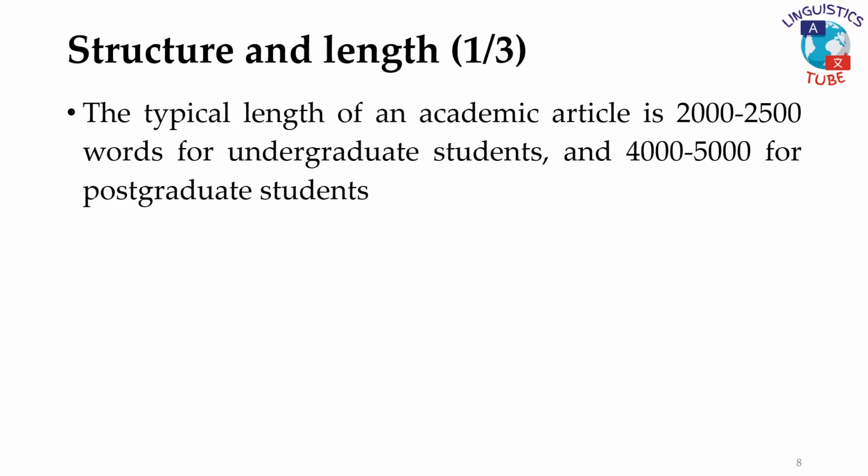If you do a postgraduate degree, such as a master's, then typical assignments require you to write an academic article of double the length. In other words, 4,000 to 5,000 words. Also, in the final year of your undergraduate degree, you will probably need to write a dissertation. This could be up to 10,000 words. Nevertheless, you should follow the same basic structure regardless of the length of the article.